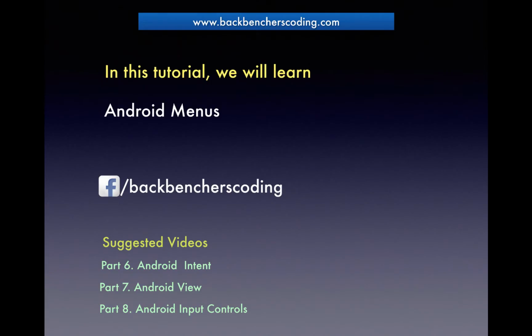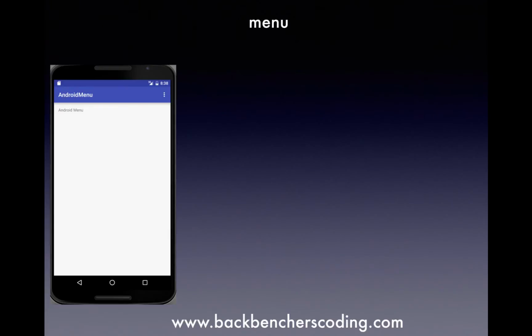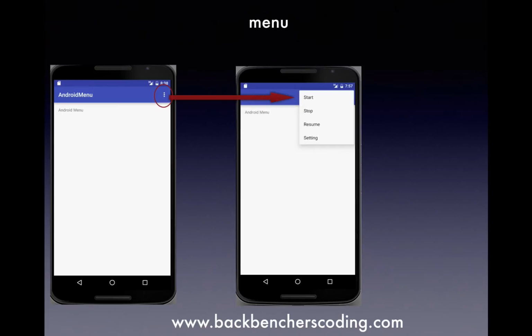In this Android tutorial, we will learn about Android menus. So let us look at what an Android menu means. Here in this picture, we see a simple activity. On clicking on this icon, we see a list of items. This list of items is termed as menu.